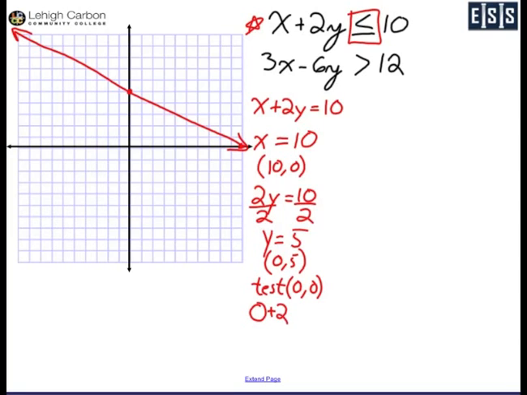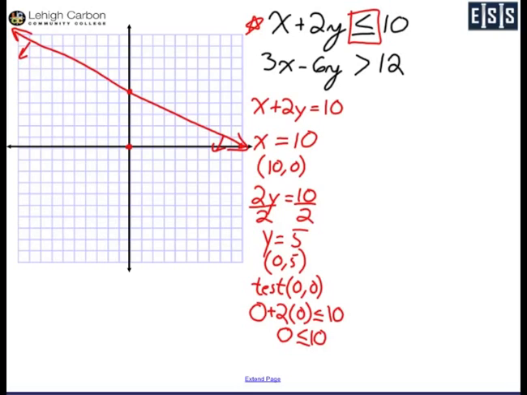0 plus 2 times 0 is less than or equal to 10. 0 plus 2 times 0 is 0, which is less than or equal to 10. That is a true statement, so I want to include the point 0, 0 in my shaded area. So I'm going to be shading under this line. I just like to put little arrows to tell me which way I should shade in the end.